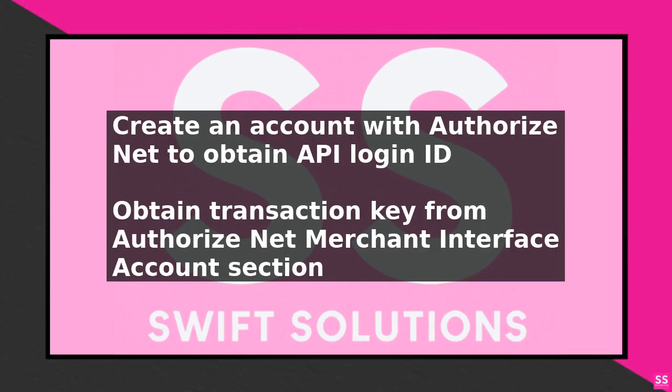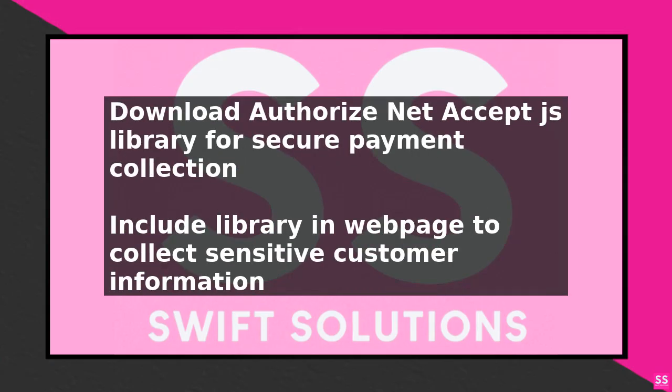This library provides a secure way to collect sensitive payment information from your customers without having it touch your server. Configure the Accept.js library by specifying your API login ID, public client key, and the payment form elements on your web page. You will also need to specify a callback function to handle the response from Authorize Net after the customer submits their payment information.